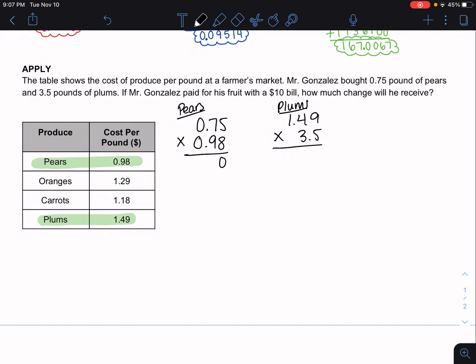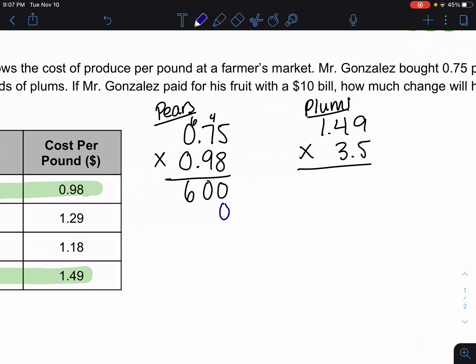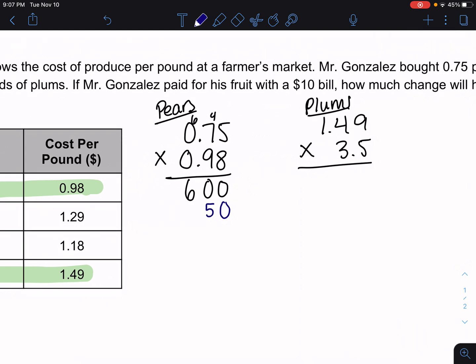So 8 times 5 is 40. Carry the 4. 8 times 7 is 56. Plus 4 is 60. 8 times 0 is 0. Plus 6 is 6. I'm going to move over 1 decimal place. 9 times 5 is 45. Carry the 4. That was silly. 9 times 7 is 63. Plus 4 is 67. And I'm going to carry the 6. So that's going to stay the same. And then 9 times 0 is 0. Plus 6 is 6.